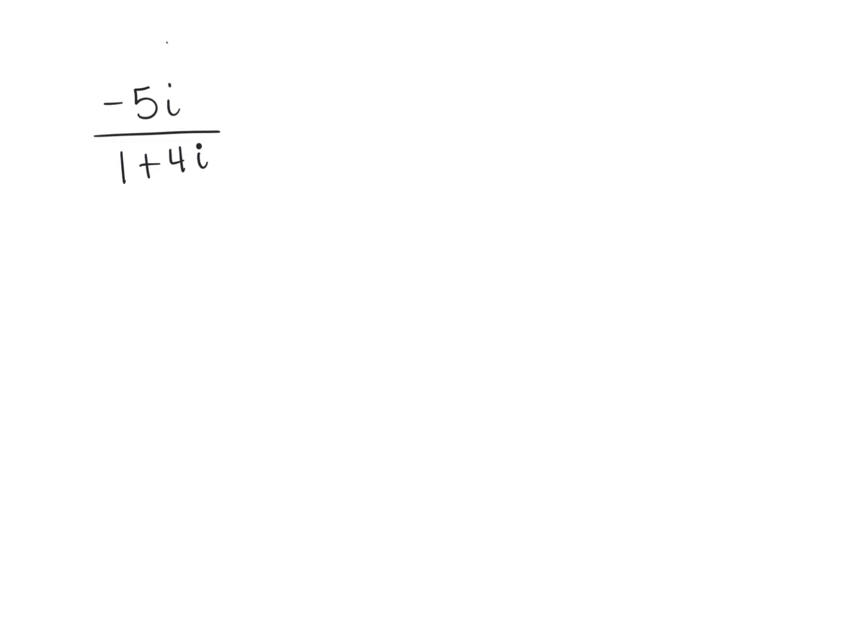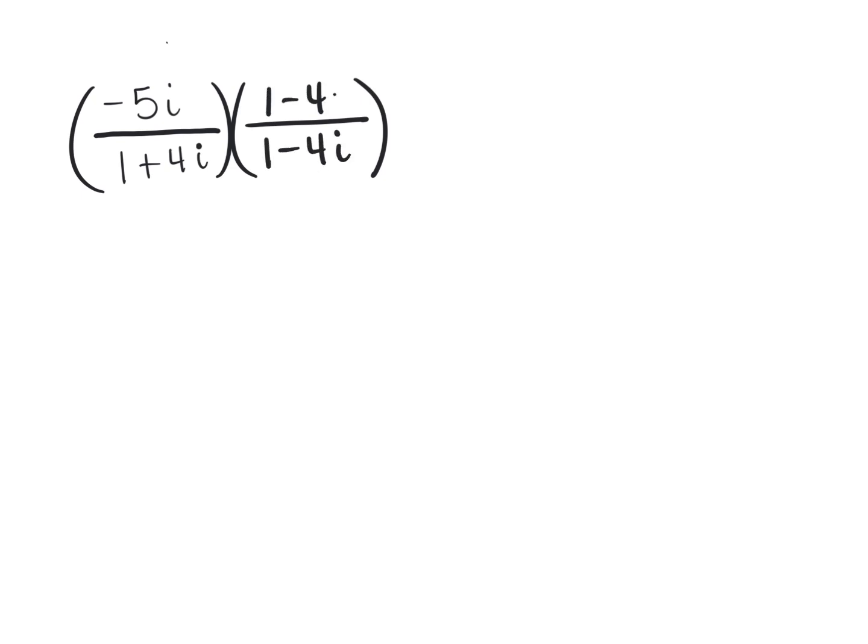In this next example, we have the same problem. So I have an i in the denominator. So I know I'm going to have to multiply by the conjugate of the denominator. And I will have to multiply top and bottom because this gives me the multiplication by 1. So the conjugate of 1 plus 4i is 1 minus 4i. And again, that has to be multiplied top and bottom.